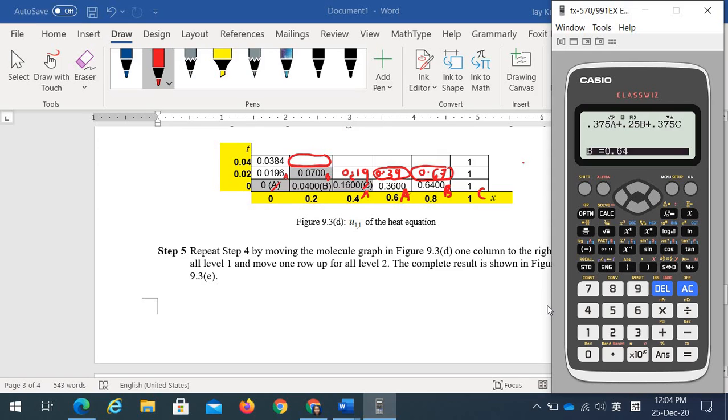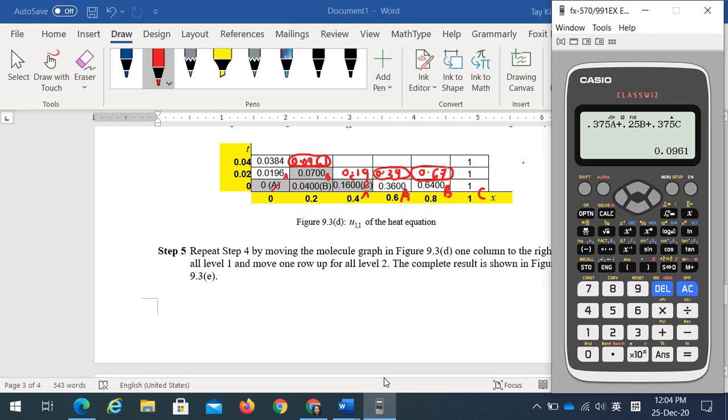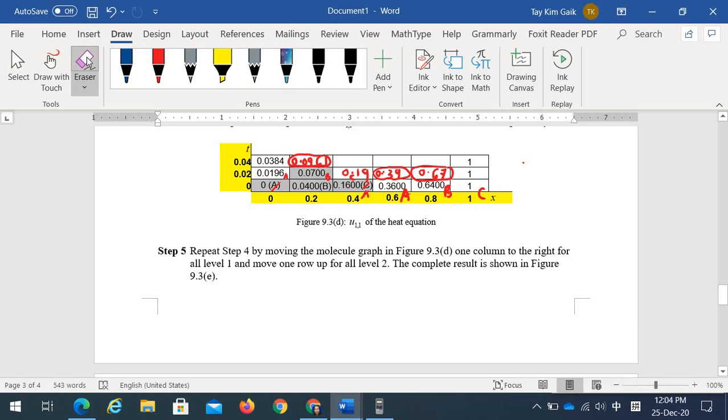When X is 0.2, A is 0.0196, B is here, center bottom, 0.07, and C here, right bottom, 0.19. Then you get 0.0961. Then move to here. Maybe that's why you are confused.